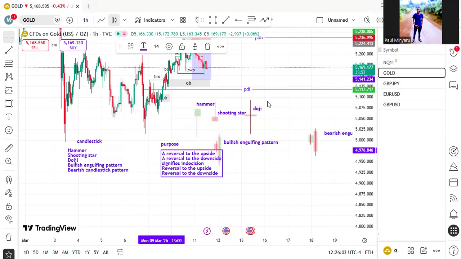If it happens in an uptrend, then it is on a resistance or a supply zone, what will it signify? Sellers taking control. It signifies reversal to the downside. And key tips to follow: it should be in a certain zone that you have identified. You just don't trade it because you have seen this pattern.